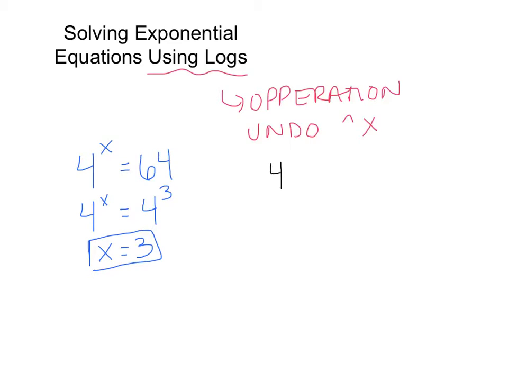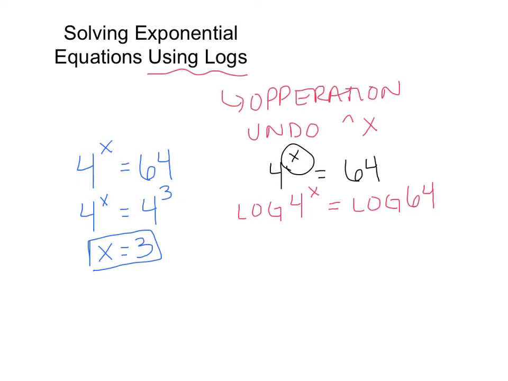So let's do 4 to the x equals 64. Since we have to the x, we need to undo to the x. We need to get x out of the exponent. And to do that, we use our log operation, so we take the log of both sides, which means we have the log of 4 to the x equals the log of 64.